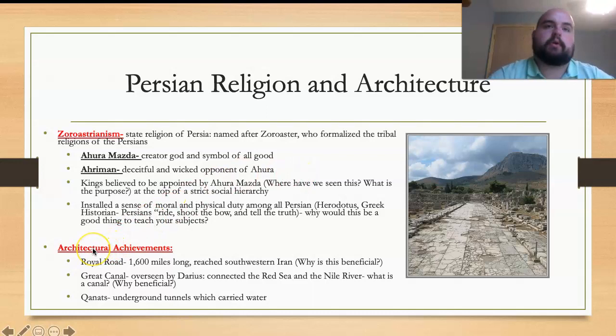Finally, there were some important architectural achievements that were worth mentioning. One of the most significant and one of the great wonders of the ancient world is the Royal Road, which, as you can see here, portions of it can still be seen today. The Royal Road is about 1,600 miles long and reached all the way to southwestern Iran. Like we mentioned earlier, this allows the empire to stay connected, allows for trade, diplomacy, military movements, all sorts of things you need in order to keep an empire together.